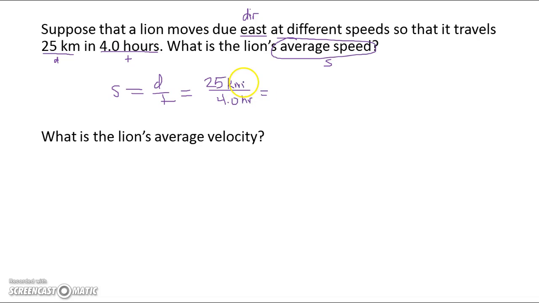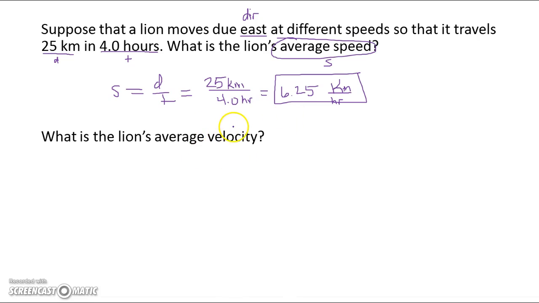Before we solve any math, what's going to happen to our units? Are they going to cancel? If you said no, you're correct. So it's kilometers per hour. And then 25 divided by 4, put it in your calculator, and you should get 6.25 kilometers per hour. So on average, this line's moving 6.25 kilometers per hour.